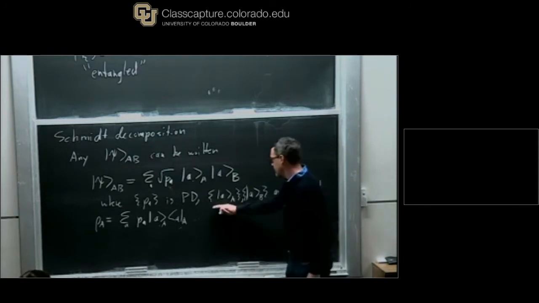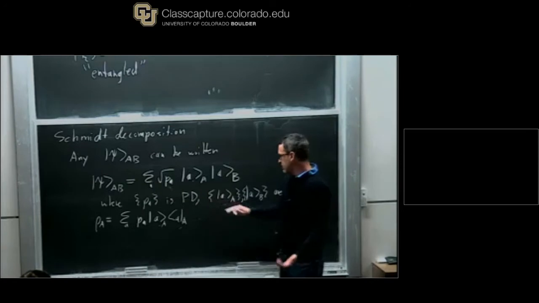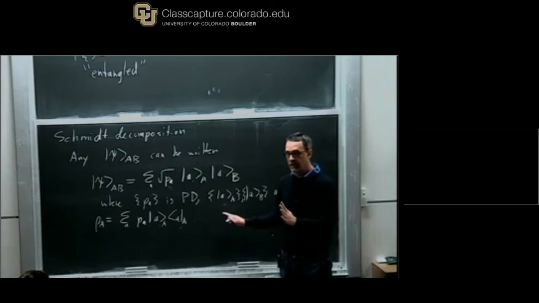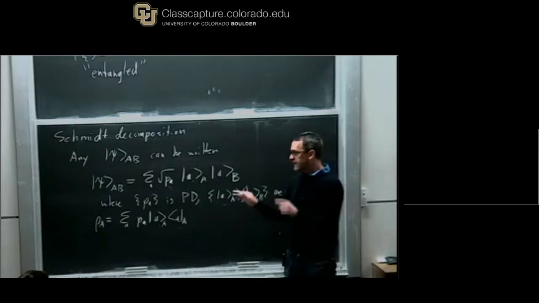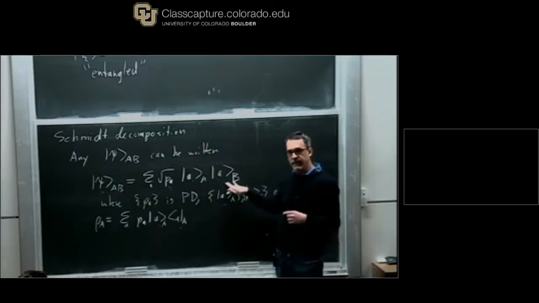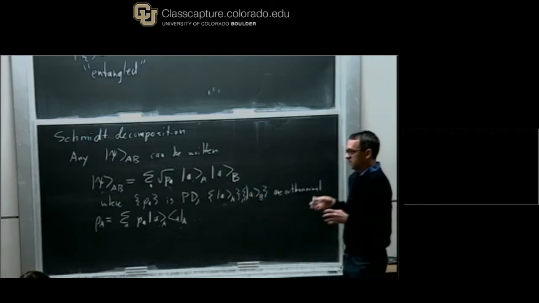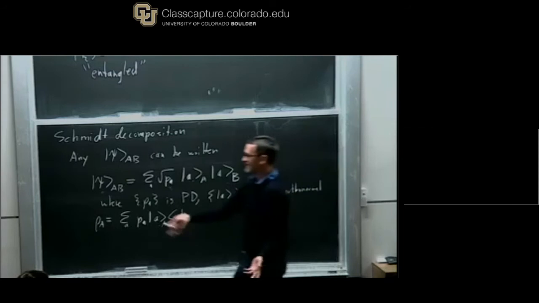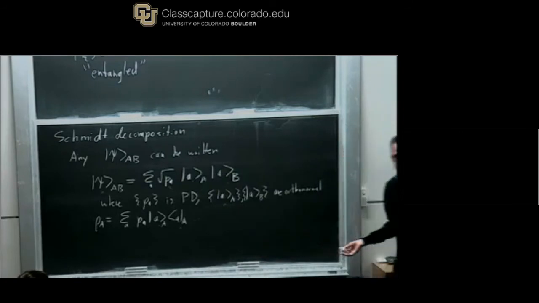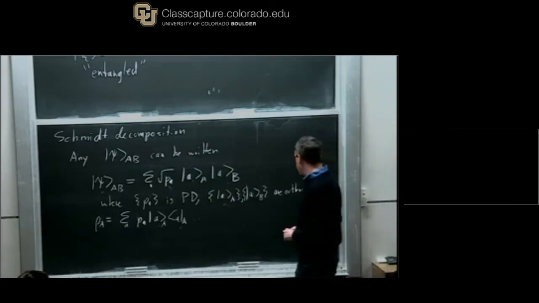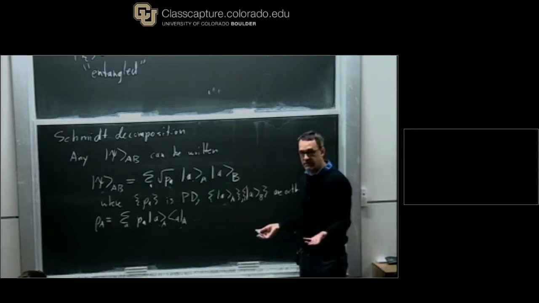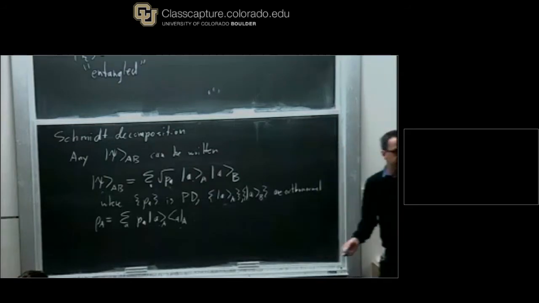So this is an orthonormal set of vectors on H_A. This is an orthonormal set of vectors on H_B. I happen to be using the same label for both sets because they're correlated within this vector in this expansion. Okay? A priori, in terms of the Hilbert spaces, they have nothing to do with each other, but having fixed a psi and expanded in this way, that induces a correlation, and so I'm using the same label. Okay. Now, what I said about them being bases, of course, falls on its face if they have different dimensions. Okay. Then they can't both be bases.